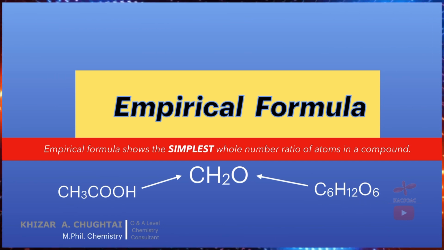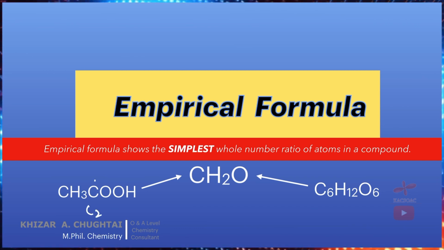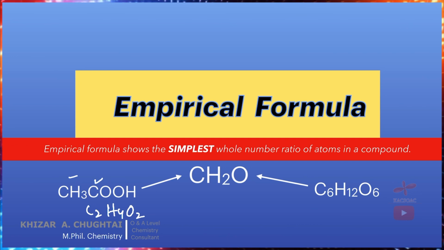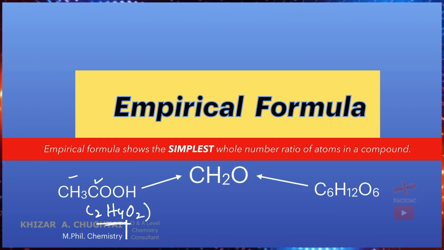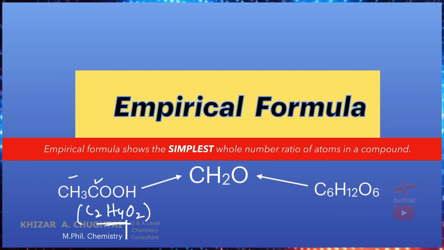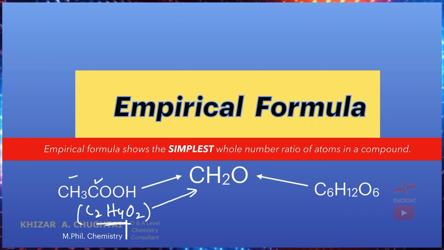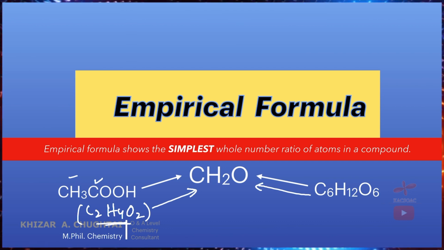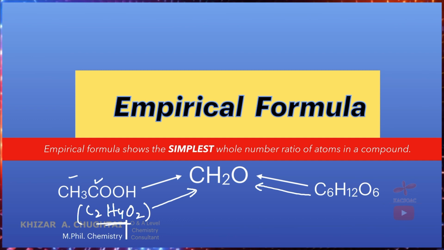For example, I'm going to write C2, here are 2 carbons. How many hydrogens are there? 4 hydrogen and 2 oxygen. So this is the molecular formula. And in this case as well as in case of glucose, we are having the same answer of empirical formula. So the empirical formula is not the authentic formula.